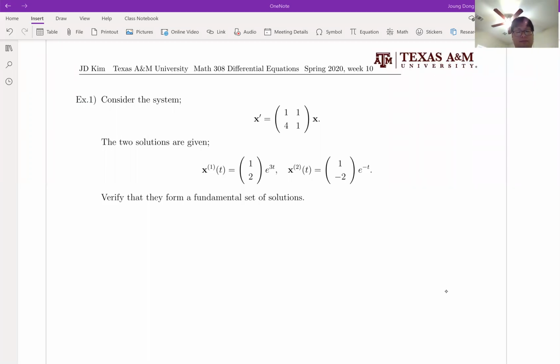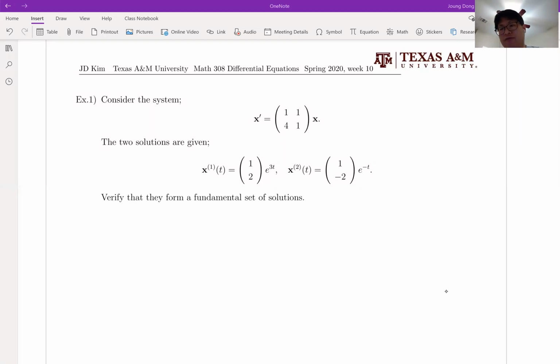Let's talk about how we can verify the given solution, or the solution you found by yourself, from a fundamental set of solutions. It's really easy, as we discussed in chapter 3, and we will use the Wronskian. As long as your Wronskian is not equal to 0, then the given two solutions form a fundamental set of solutions, right?